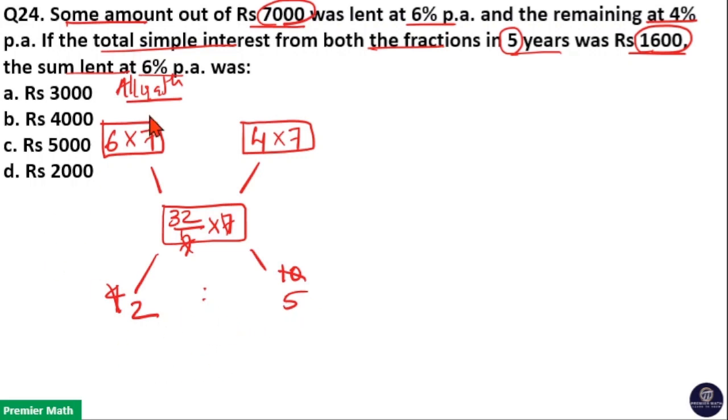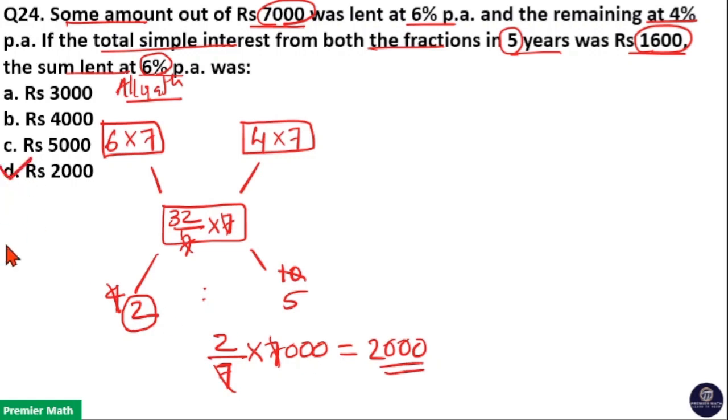If 2:5 is this ratio, we have to find the sum lent at 6%. Here the sum lent at 6% is, this is 6%, so the sum lent at 6% is 2 parts. This 2 part is out of the total part, which is 5 plus 2, 7. 2 part out of 7 part. Total sum is 7,000. So if you find the 2 part, 7 cancels, 2 into 1000, 2000. So option D is your answer. So 2000 is the sum lent at 6%.